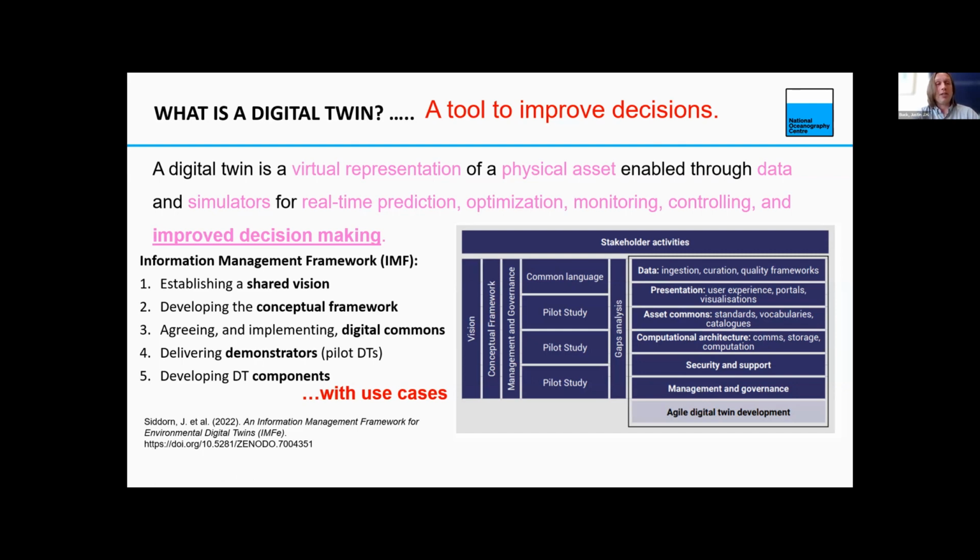And there's a key concept that's introduced in the first project, which is what we call an information management framework. And it's about, when you develop a digital twin, getting a shared vision, building a conceptual framework to build those twins. So Jay's presented a conceptual framework just now. Agreeing and implementing a digital commons, which is your approach and this concept of narrow middle to develop digital twins to keep it effectively user-focused. Delivering demonstrators to show the value of the work you're doing, and actually developing those components.